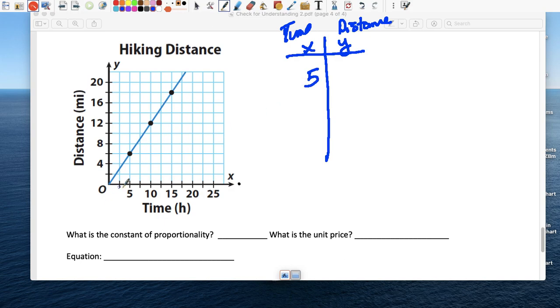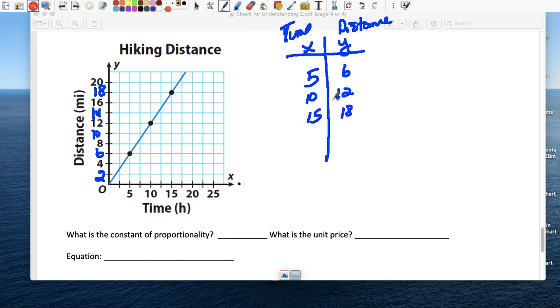I'm going to put some points that I can actually figure out the value for. So when x is 5, it looks like y is between 4 and 8. There's nothing wrong with you coming into the graph and filling in the missing numbers: 0, 2, 4, 6, 8, 10, 12, 14. So when x is 5, y is 6. When x is 10, y is 12. When x is 15, y is 18.